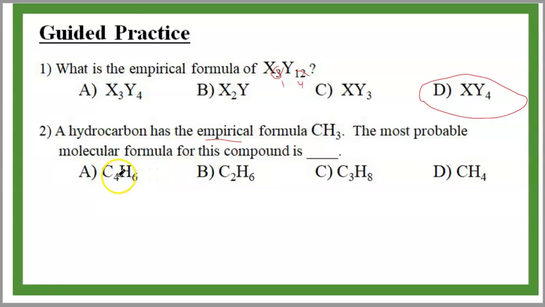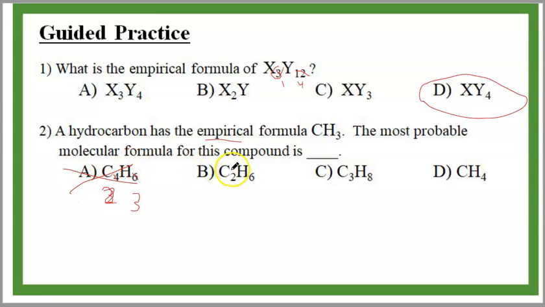So I'm going to take this one. I've got a 4 and a 6, and if I reduce them, I'm going to have a 2 and a 3. Okay, that does not match. So it can't be this one. I'm going to cross off choice A.